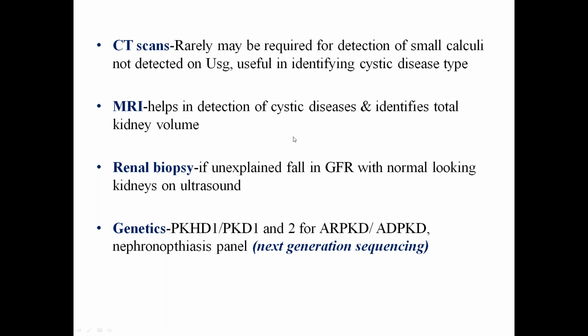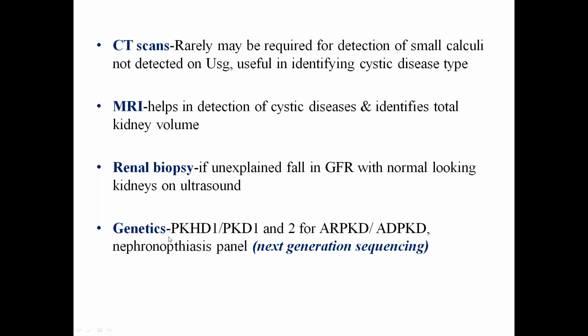Now, MRI is another modality which helps in detection of any cystic renal diseases, and it also helps in identifying the total renal volume. Renal biopsy is indicated only if we are not able to detect any abnormality, if the kidneys look relatively normal, or if there is a significant proteinuria which is persisting for prolonged periods. In this situation, probably a renal biopsy will help in identifying the cause of chronic kidney disease.